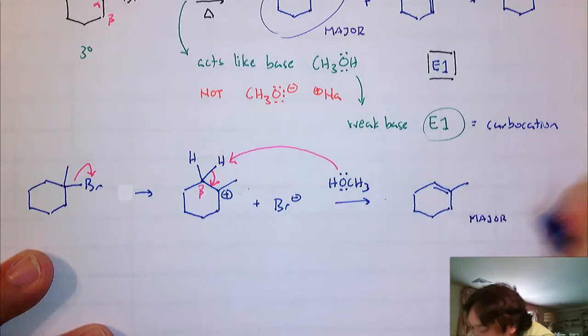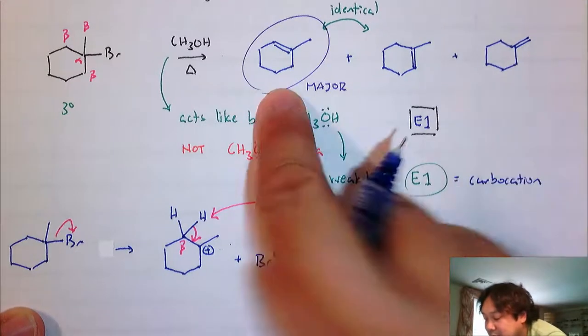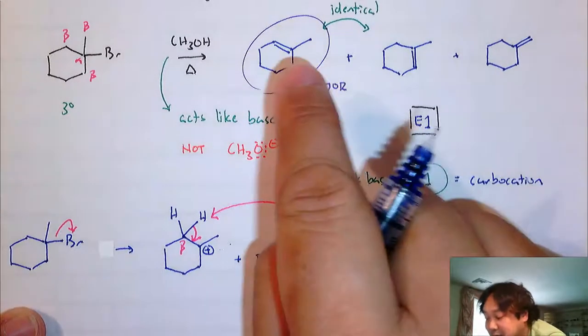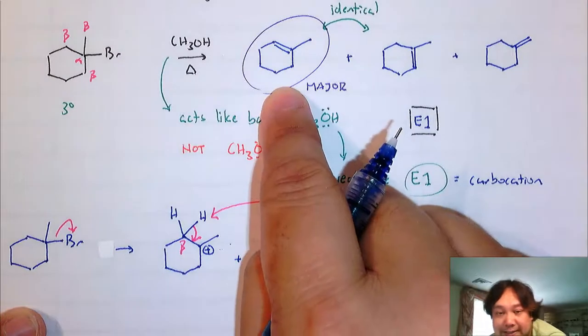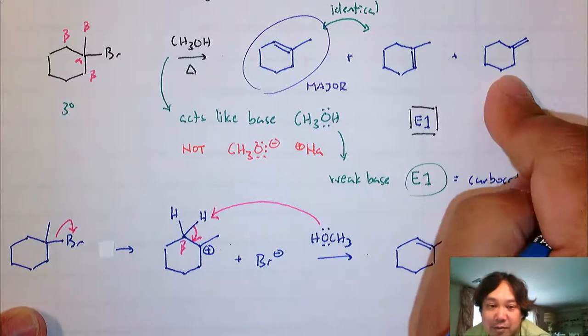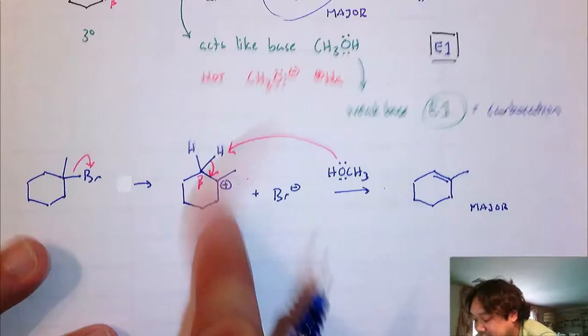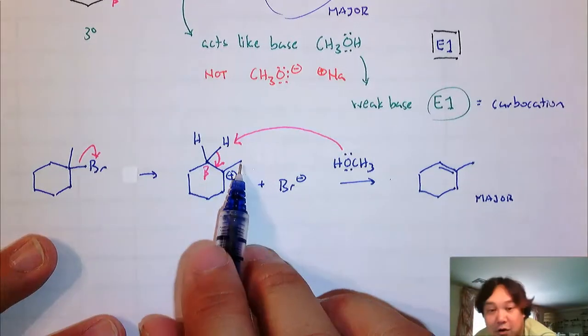We could draw the mechanism for the minor product over here. Remember what they're called? The more substituted product is a Zaitsev product. The less substituted is the Hofmann product. You could draw the mechanism for the Hofmann product. It's identical to this, except you're going to remove the hydrogen off of this carbon on the end.